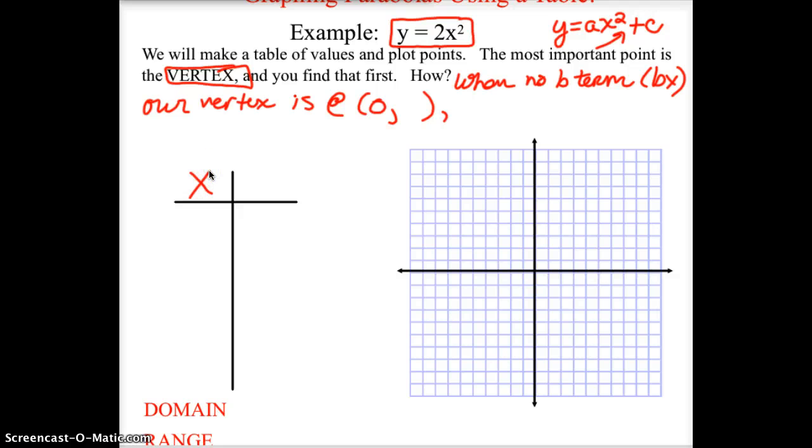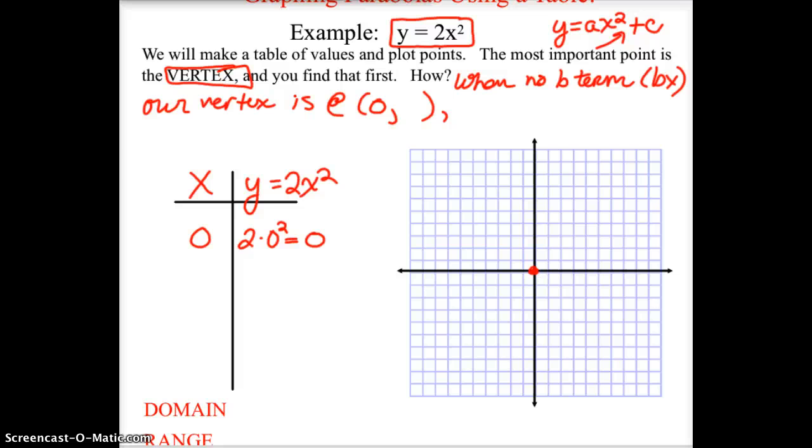So here's my x values going in, and my y's are equal to twice my x values squared. The first thing I want to do is find my vertex, and I like to put that in the middle of my table. My vertex, when I put it in, is 0. I go 2 times 0 squared, which is 0. So my vertex is at 0, 0. That's my turning point. Now, once I put in that one, I'm going to put in 2 more.